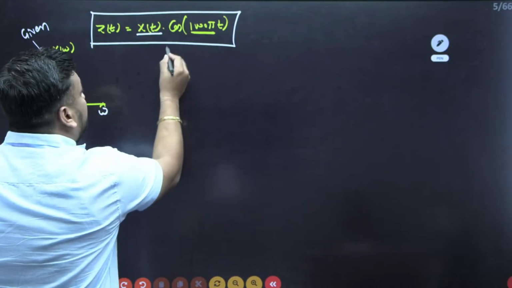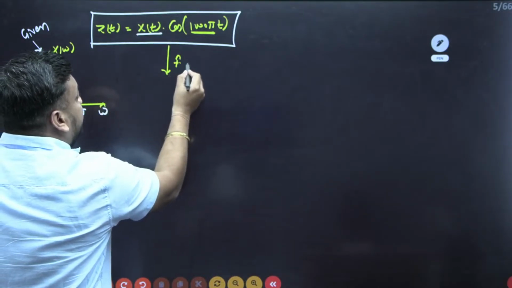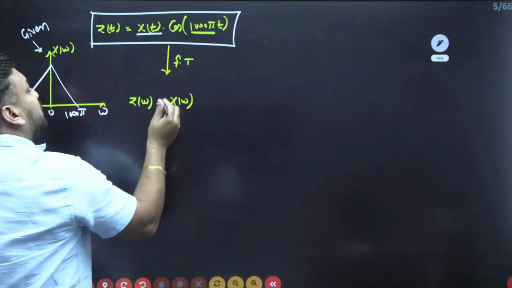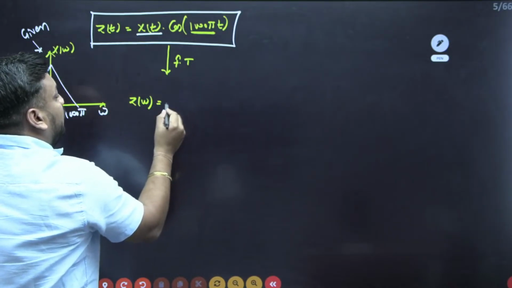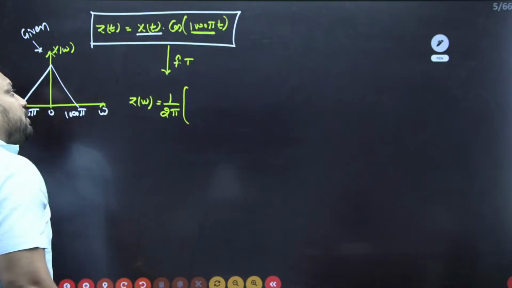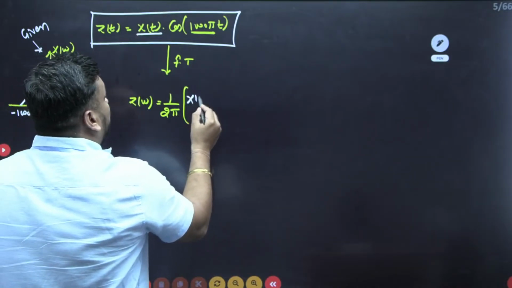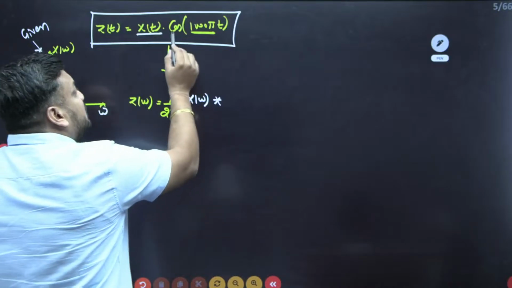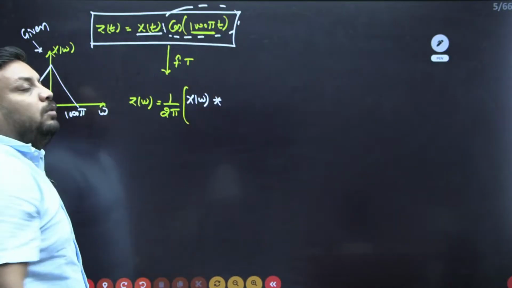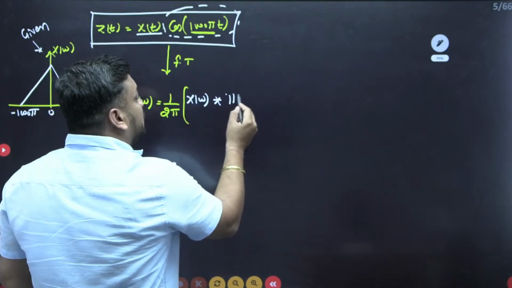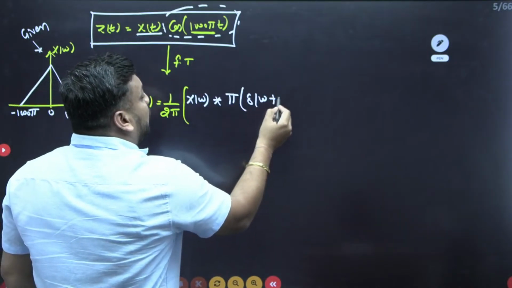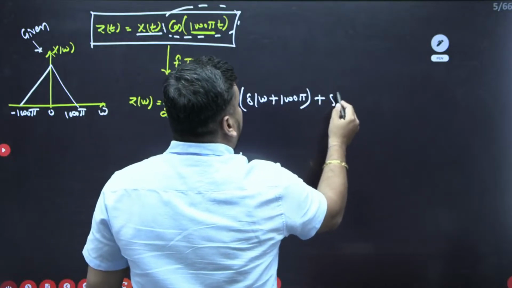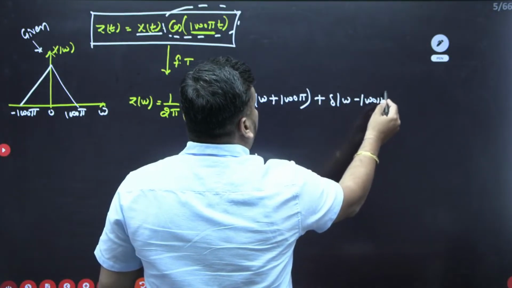So if I solve conventionally, I take the Fourier transform. What will I get? I will get the Fourier transform Z(omega) as X(omega). Multiplication in time is nothing but 1 upon 2 pi convolution in frequency. Yes or no? It means X(omega) convolved with the Fourier transform of cos. Do you know it? Remember, pi is already outside. Now inside the bracket you can write delta of omega plus omega 0, which is 1000 pi, and plus delta of omega minus 1000 pi. How many of you are getting this?